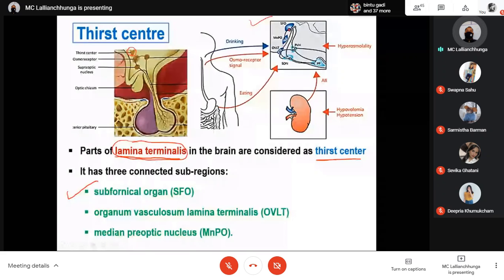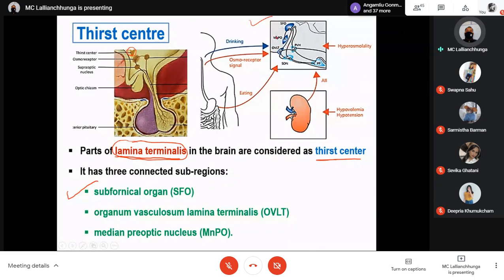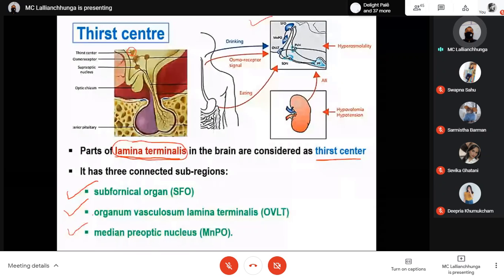Don't think that all parts of the lamina terminalis are the thirst center. It is not like that. Only some parts of the lamina terminalis which are located in the anterior hypothalamus are considered as the thirst center. And this thirst center is divided into three parts: SFO, MnPO, and OVLT. You already know that this will be innervating the paraventricular nucleus and supraoptic nucleus, that we have already discussed in the last class. So these are the three subdivisions of the thirst center.